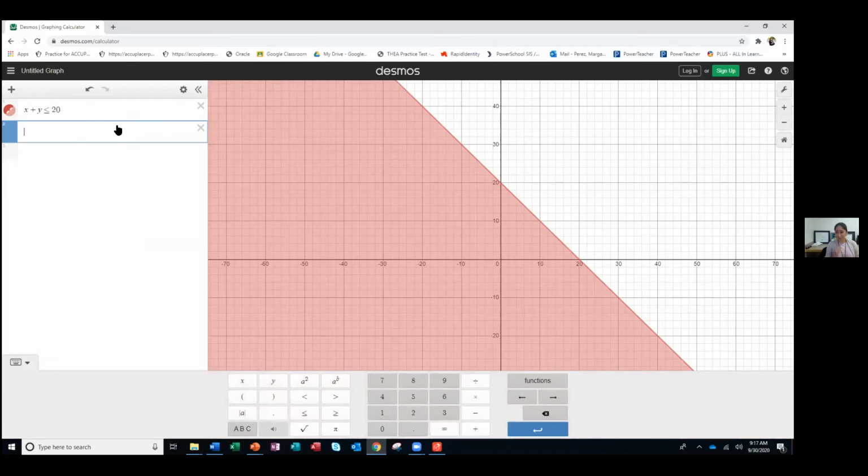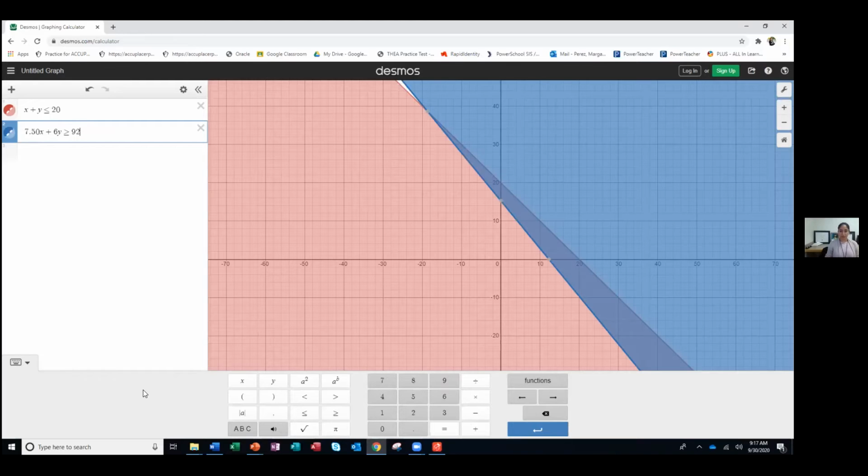But I not only have one, I have two. So the next one is 7.50x plus 6y. And now I need greater than or equal to. So let me pick that inequality from my list down here. And that should be greater than or equal to 92. And enter. All right.